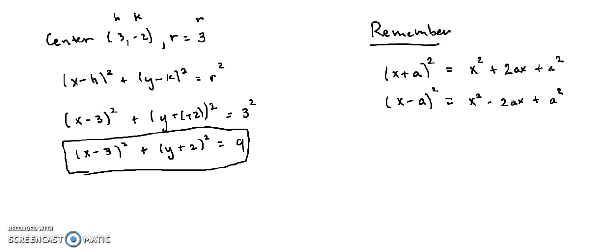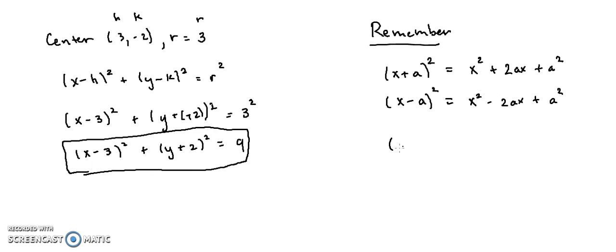So for anytime you have something squared, it's always going to be in this form. So you're always going to have double that number in the middle, and you're always going to have that number squared at the end. And the sign here decides what the sign in the middle is going to be. The front and the last are always positive.